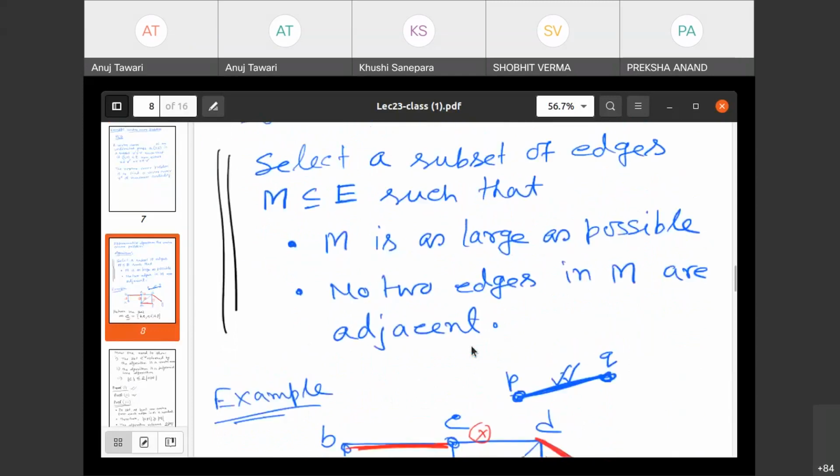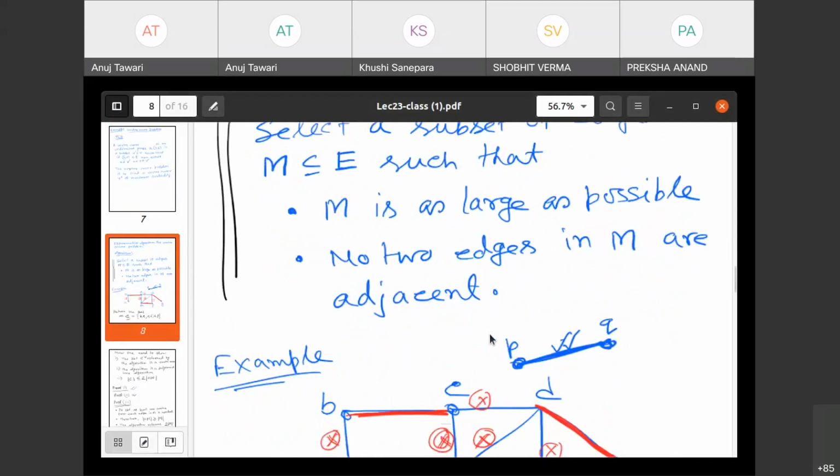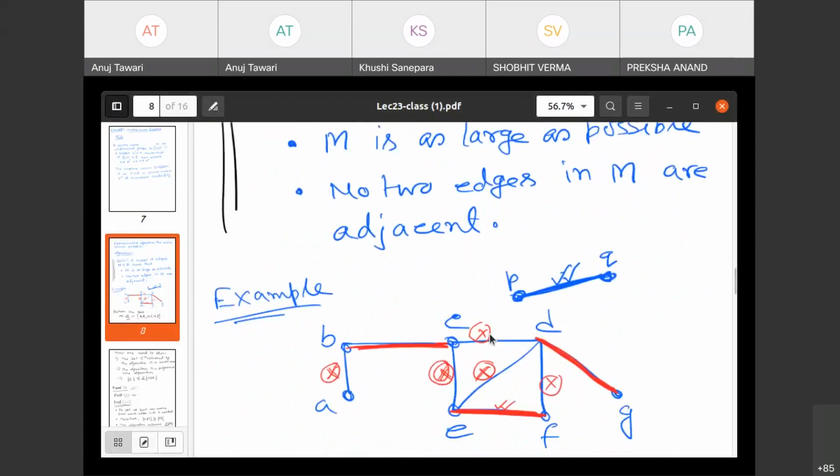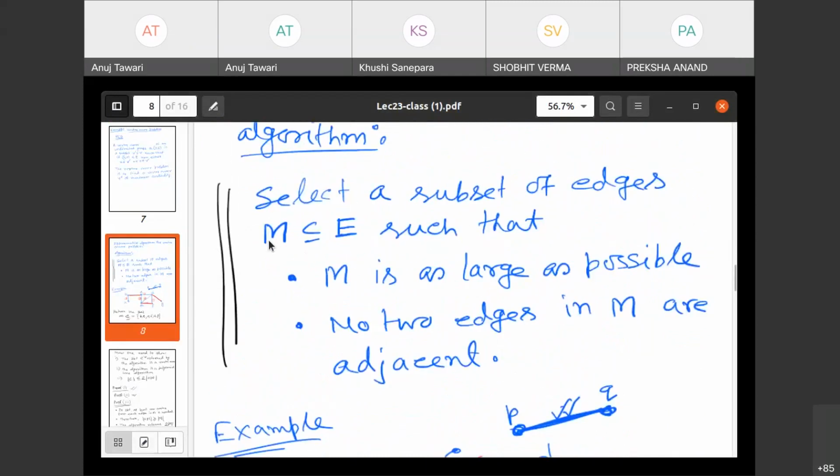And this was the algorithm we designed, is that we select a subset of edges M, such that M is as large as possible and no two edges in M are adjacent. So by adjacency, I mean that no two edges share some endpoint. Then, okay. So how do we construct this set M? And just for your knowledge, M is also called a maximal matching. Okay. So that is why I selected this alphabet M, because in literature it's also known as maximal matching.